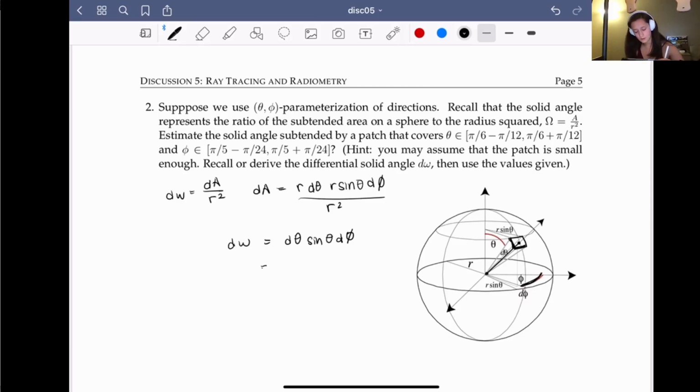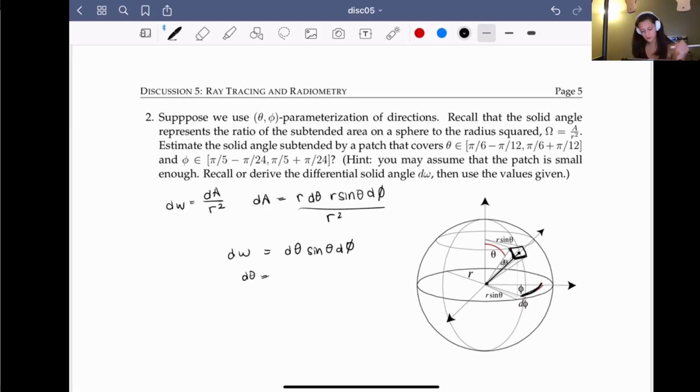Okay, now we want to find our d theta. Let's do that first. So that is our change in theta. So we have pi over 6 minus pi over 12 minus pi over 6 plus pi over 12. So since there's a pi over 6 term in both, I'm just going to omit that. It's going to be negative pi over 12 minus negative pi over 12.